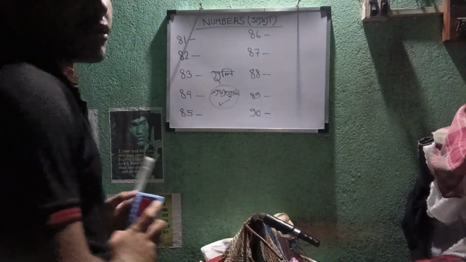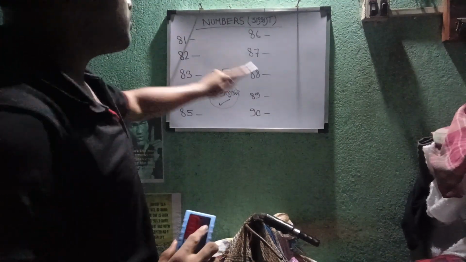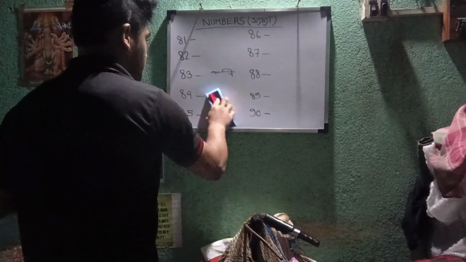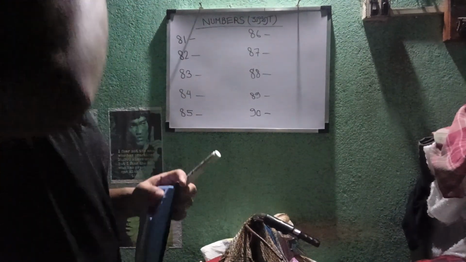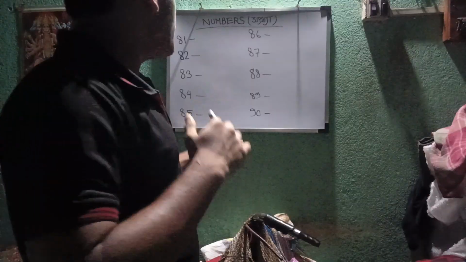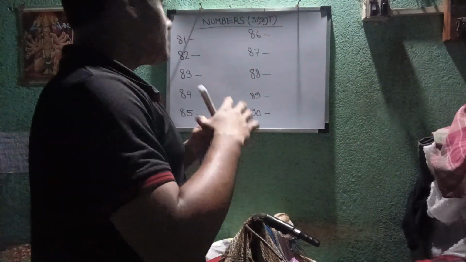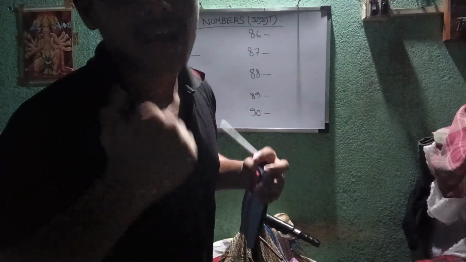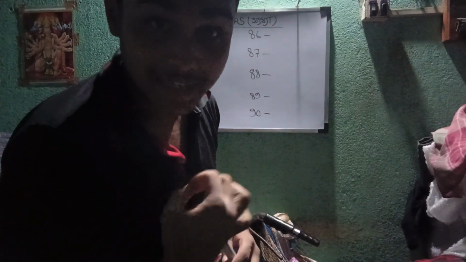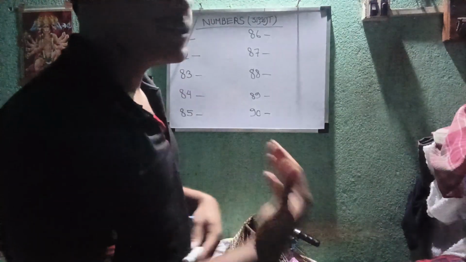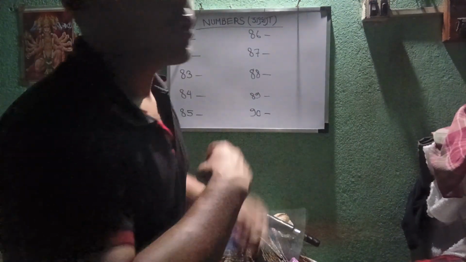So without wasting your time, let's start from 81 to 90 numbers. Our first number is 81. How can we say 81? 80 means âtâshi, 81 means ekâshi. Like 70 means সত্তর and 71 means একাত্তর. Like that, 80 means âtâshi and 81 means ekâshi.